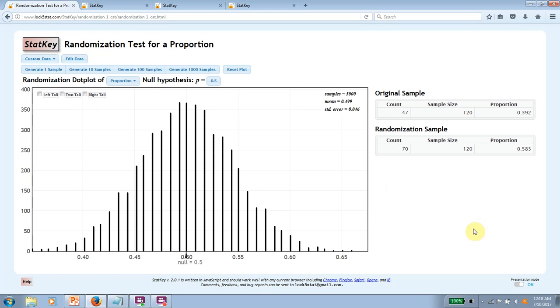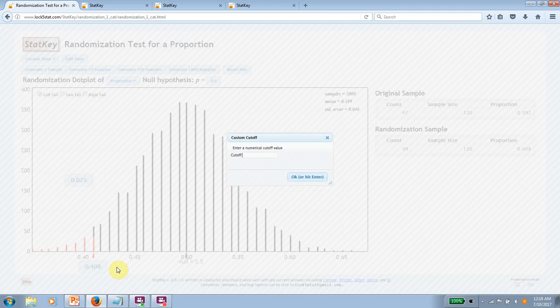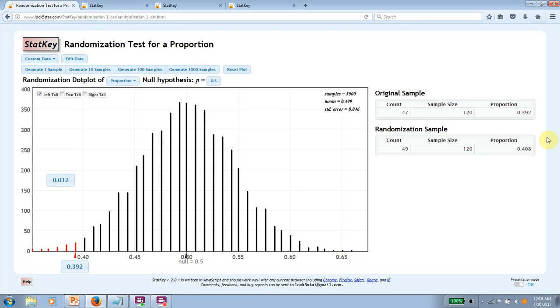Now I can show you how to do it since I have it here in StatKey. You just have to go up here and select left tail in the upper left, and then I'm going to click on this number down here that's the bound for the left tail, and I'm going to change it to 0.392 because that's what our sample proportion is if you round to 3 places. You can see it in the original sample box up here, the 0.392. That's where I'm getting it.